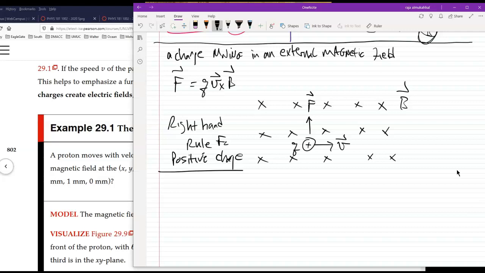If it's up, make it down. If it's out, make it in, and so on. Or another shorthand way to do it is the left-hand rule for a negative charge. You can actually use the left hand; it will work out fine. But anyway, keep that in mind. Let me give you an example, and I have it right here from my notes.